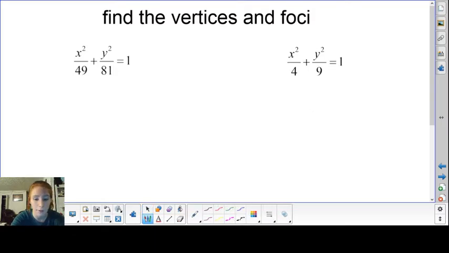when going back from equation to finding specific points, my equation's everything squared. And whatever the bigger number is going to be my A. So my A squared is 81, so A is actually 9. Good. Which means that B is 7.